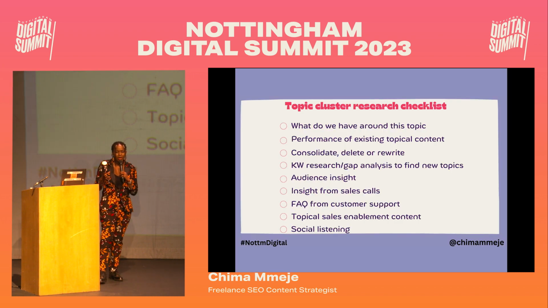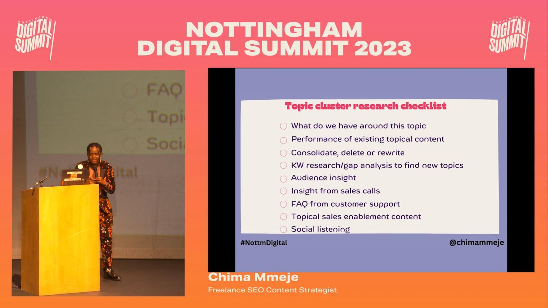We're going to look at our website and ask ourselves, what do we already have around this topic? What is the performance like? The top performing pieces are going to serve as not exactly the cluster, but the ones that we're going to be driving link juice from to the new content pieces that we create. What is not performing well? Do we need to consolidate, delete, rewrite? What do we do with that content?